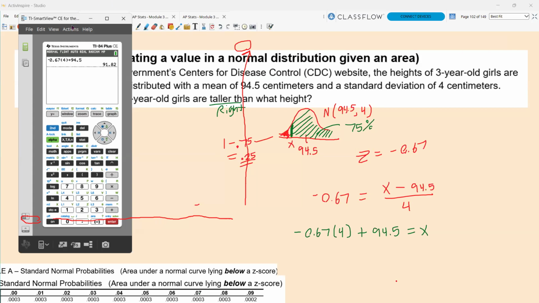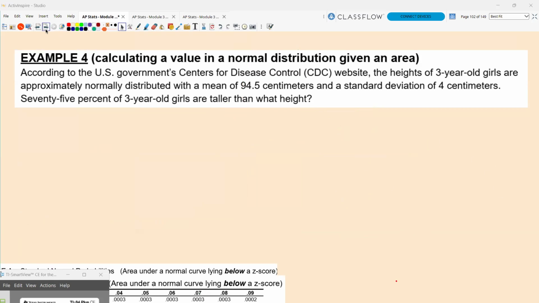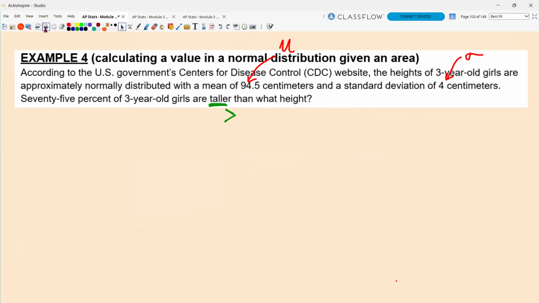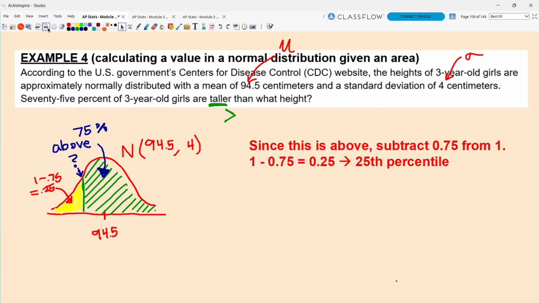So let's imagine a different way to do this now. There's definitely an easier way to do it. And that's going to be using one of the calculator features in your VARS menu. So I'm going to clear these drawings here. So the way I would recommend you doing it is sketch your curve. Again, sketch above, so 75%. So we want to subtract that from 1, get 25%. We're looking for the 25th percentile. So this is the function you're going to use. You're going to use inverse norm.